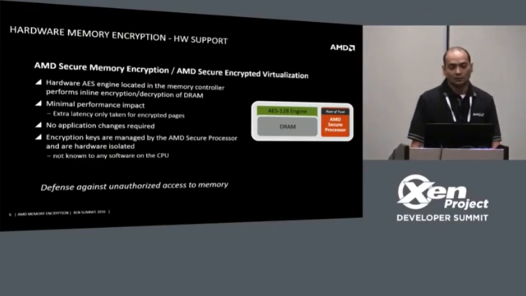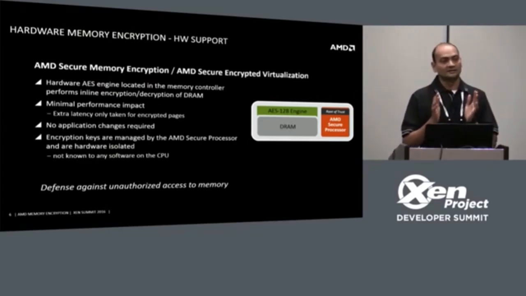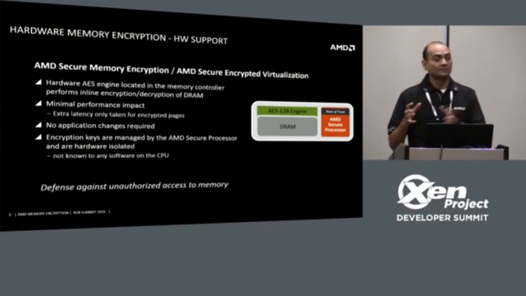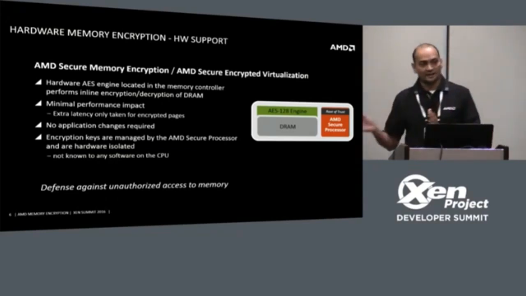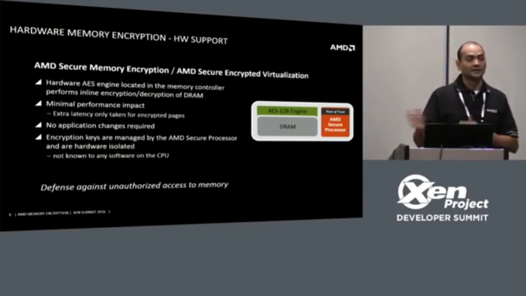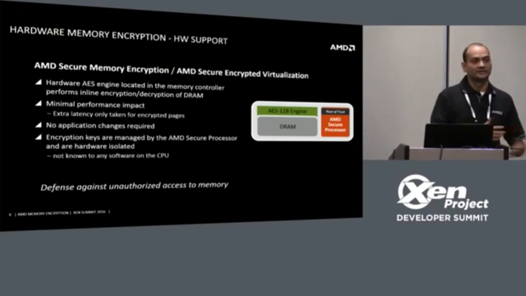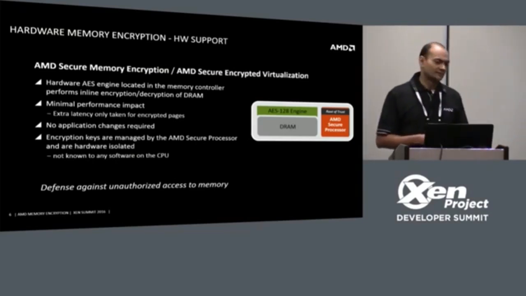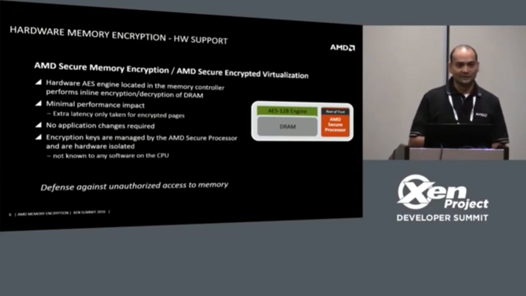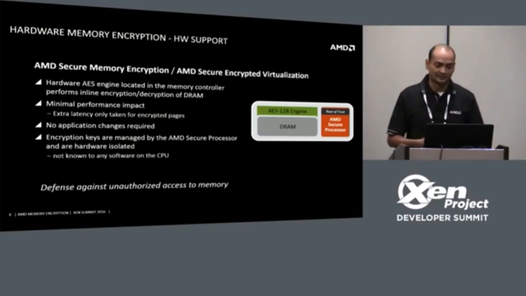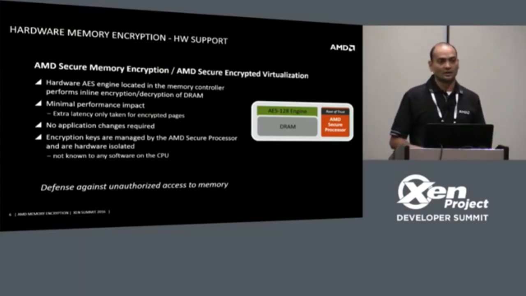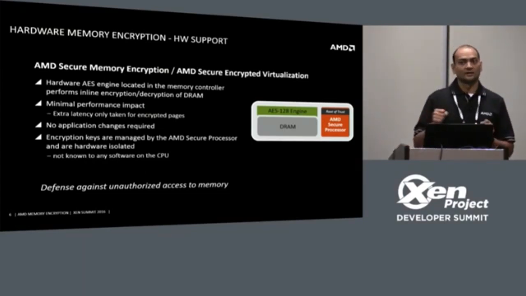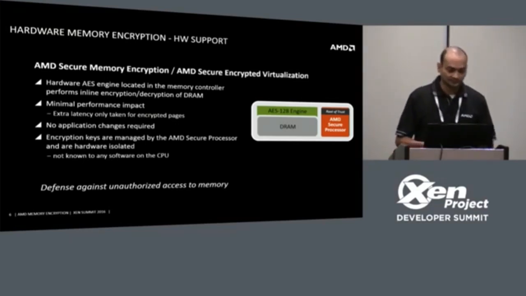The way this technology works is that there is an AES memory encryption engine integrated directly inside the memory controller. It performs inline 128-bit AES encryption and decryption as and when the data leaves and enters the DRAM. There is a very minimal performance impact when we are doing encryption and decryption. But the good part is there are no application changes required. Most of the changes will be confined inside the operating system or the hypervisor.